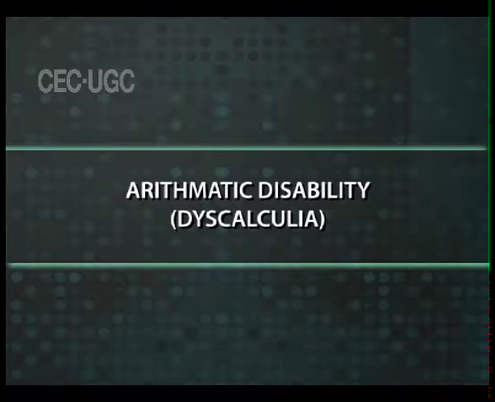Arithmetic disability or dyscalculia. The awareness of a specific deficit in mathematical skills began in the early 1900s when neurologists observed the loss of certain types of skills with focal lesions in the brain. In 1937, a disorder called congenital arithmetic disability was identified. This disorder was described as an important factor in arithmetic disabilities that was developmental rather than acquired.